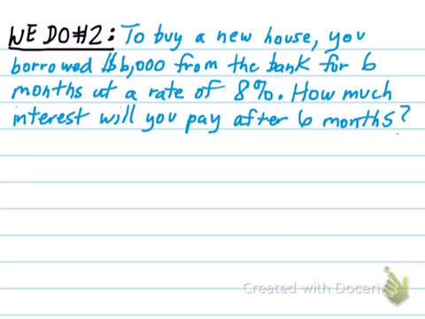So let's take a look at we do number 2. To buy a new house, you borrowed $6,000 from the bank for 6 months at a rate of 8%. How much interest will you pay after 6 months? So again, start by writing the formula, I equals P times R times T. So interest equals principal times rate times time, and then let's go back and underline all the variables that we know. So what we borrowed, our principal, is $6,000. The rate is 8%, and the time is 6 months.